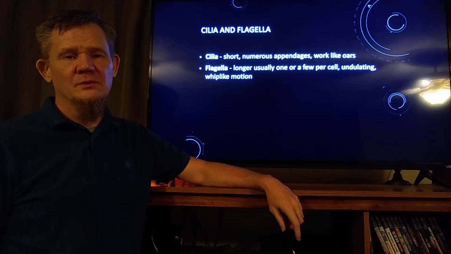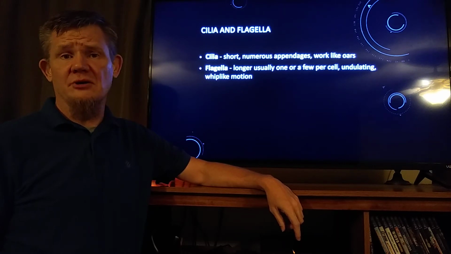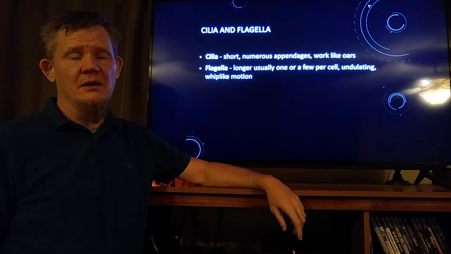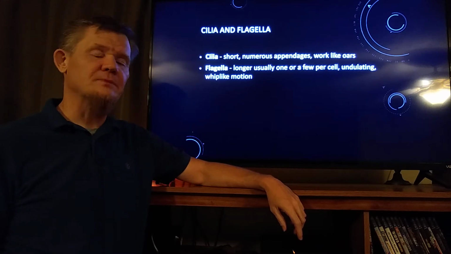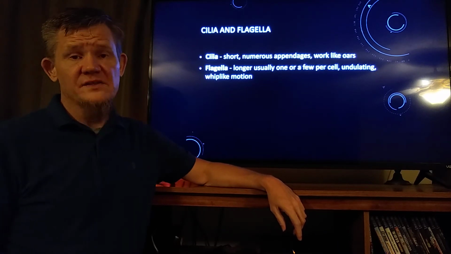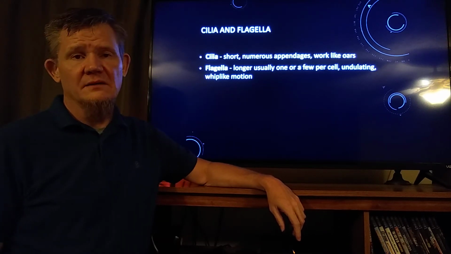Let's wrap it up. We're talking about the different organelles, the different cellular structures that we find associated with eukaryotic cells. We just got done talking about mitochondria and chloroplasts and talking about how they were probably once free-swimming bacteria. Let's talk about the last couple structures of cells, and these are cilia and flagella.